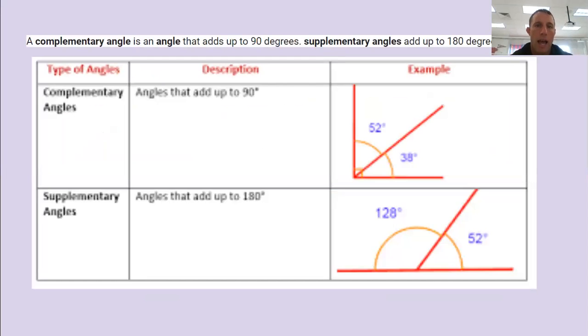Complementary angles add up together. They complement each other to make 90. So this is important. And then the next one is supplementary angles add up to 180.